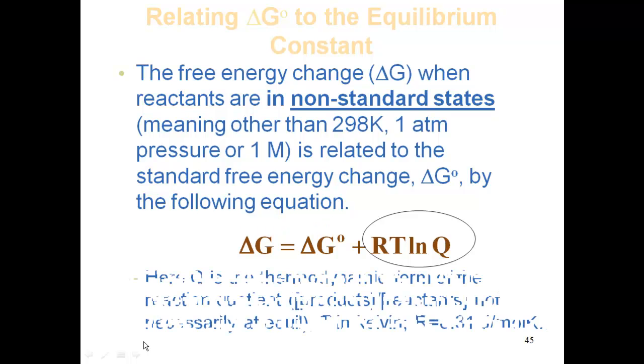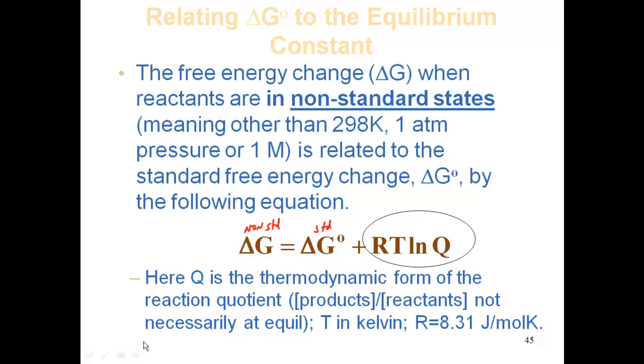Now what are those values? Q is your thermodynamic form of the reaction quotient, meaning your products over reactants. It's not necessarily equilibrium, so we call it Q. It could be any initial values. T is your temperature in Kelvin, and R is your ideal gas constant, but it has to be a particular one in the sense of units to cancel out. So we're going to use R equal to 8.31 joules per mole Kelvin. This gives us the calculation of a non-standard reaction, a value comparison to the standard one with this correcting factor.